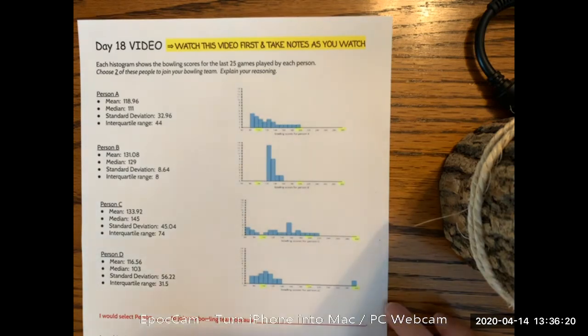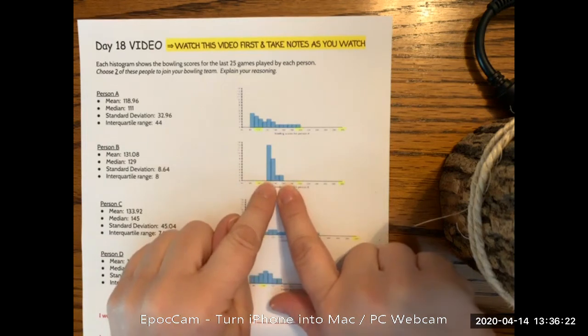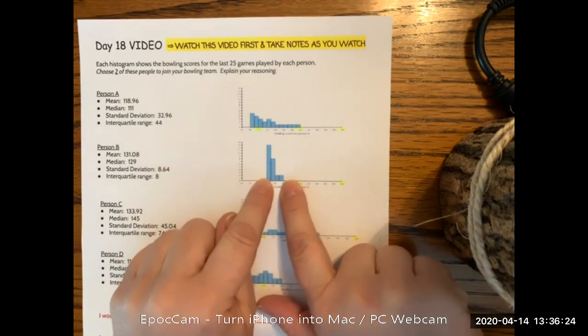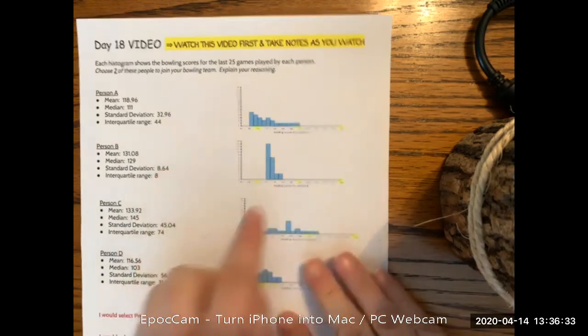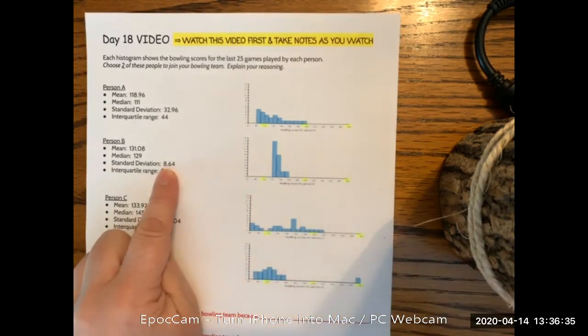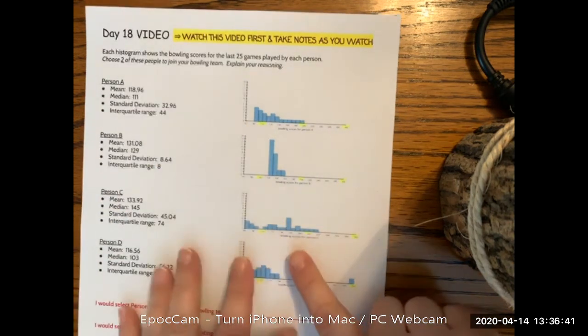So take a look. We can see from this picture that all these scores are really close together. So you would expect the standard deviation to be a pretty small number because the scores are close together. So we look over here at standard deviation, and sure enough, it's a very low number. It's 8.64.